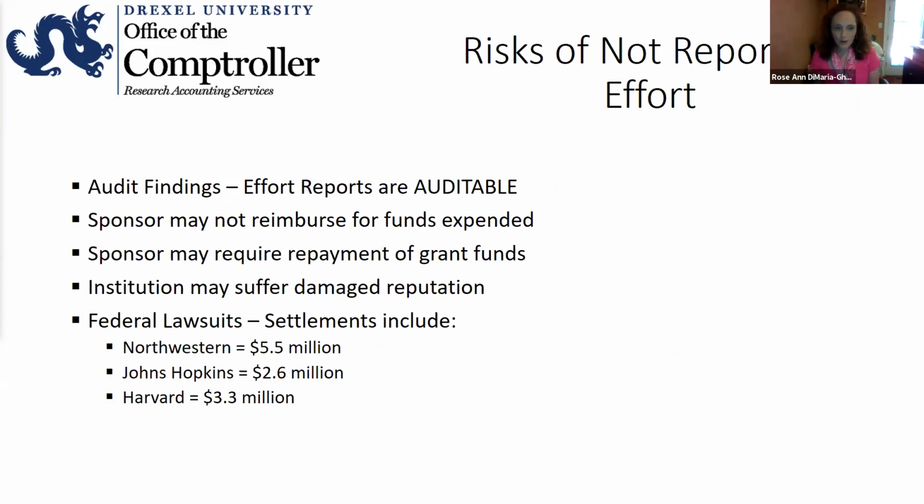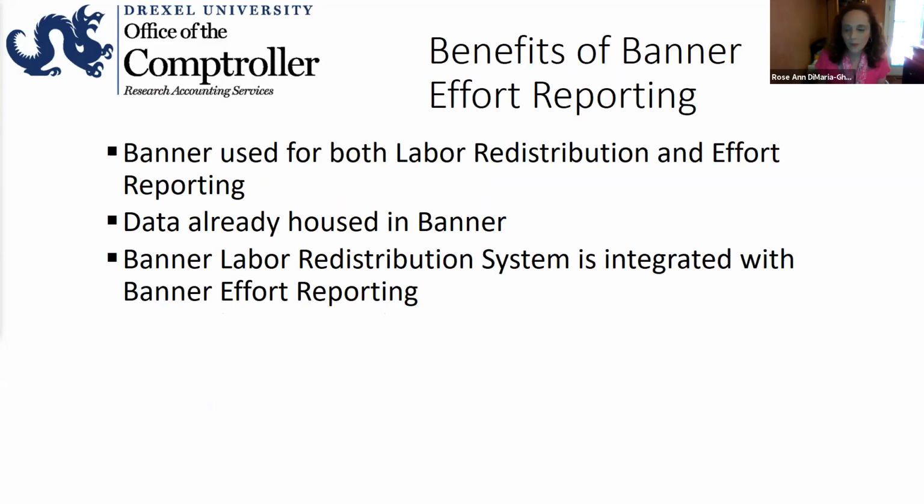Again, if we don't report our effort appropriately, we can be audited. Sponsors then may not reimburse us for our funds expended. They may require repayment of grant funds, and that's not something that we would want to do. And institutions can suffer damage to their reputation. There have been federal lawsuits in the past, and you could see Northwestern, Hopkins, and Harvard have had federal lawsuits because of not reporting effort appropriately.